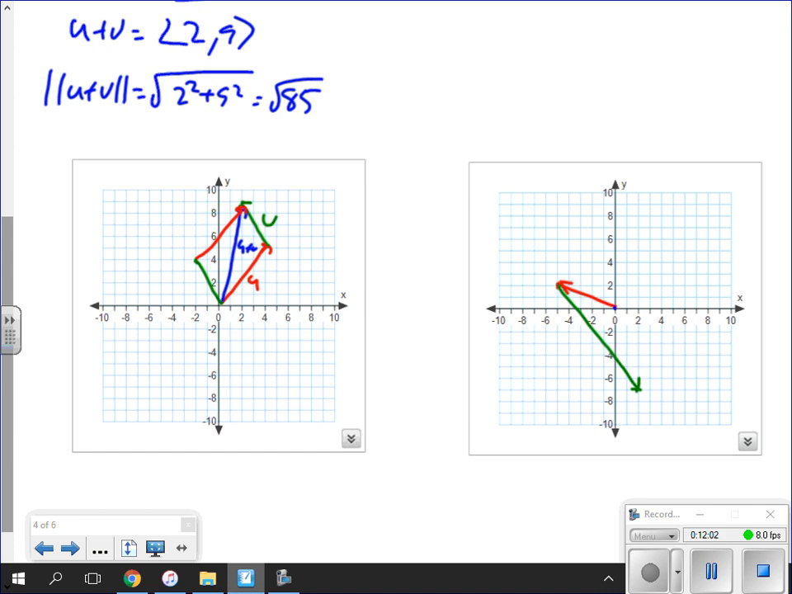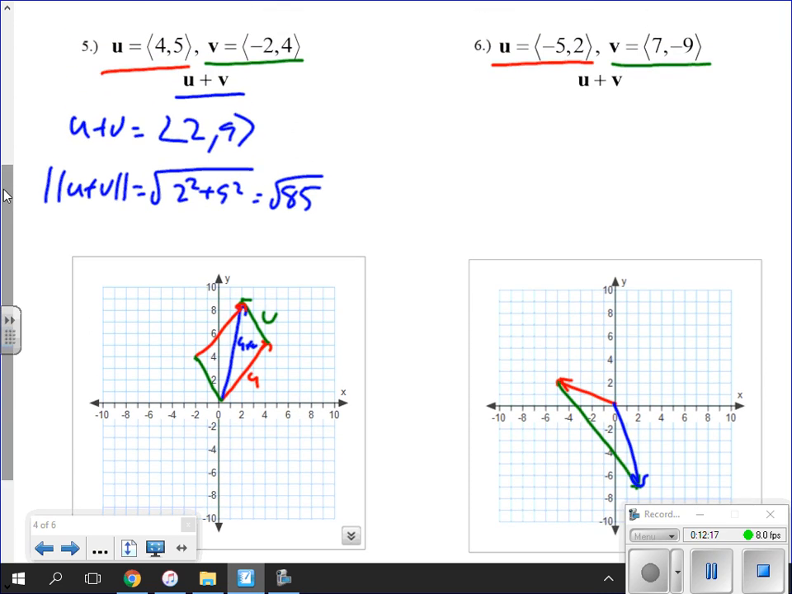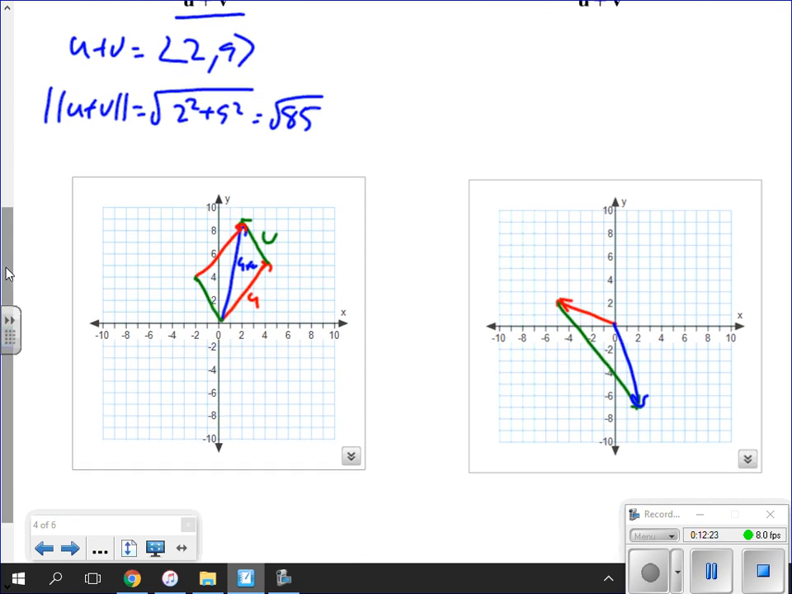And then here is the u plus v, adding them together. And once again, I could do the parallelogram method, which would put it, sorry, 7, negative 9, and then u would be going back like that. And once again, there's my parallelogram method, having both u's and the v's in there.